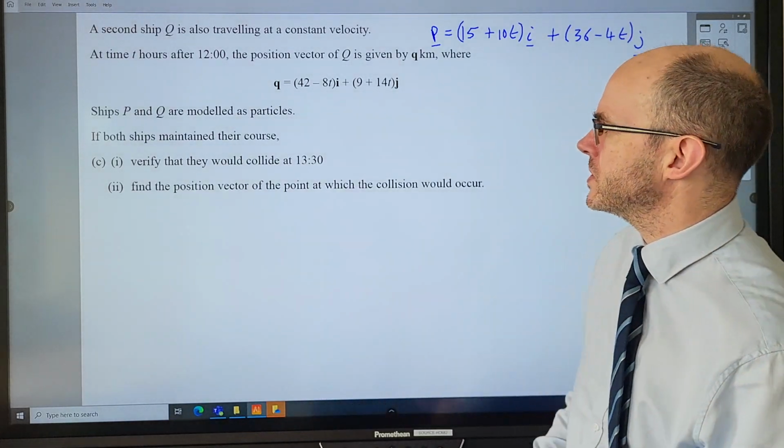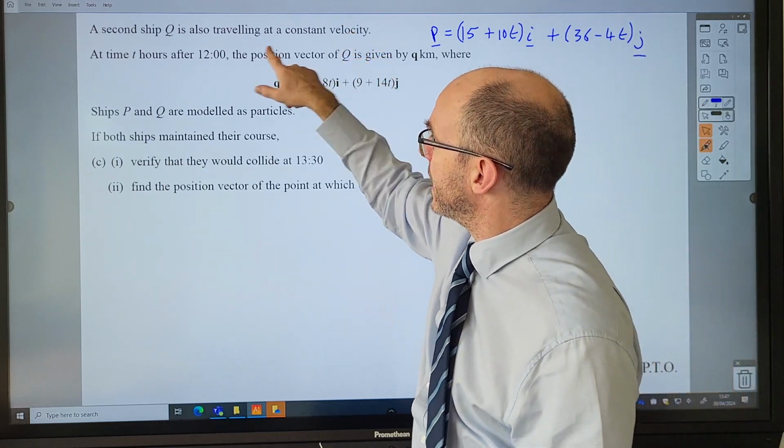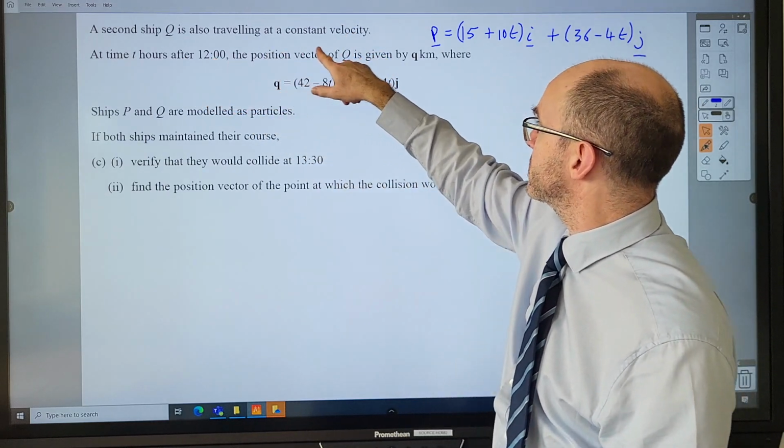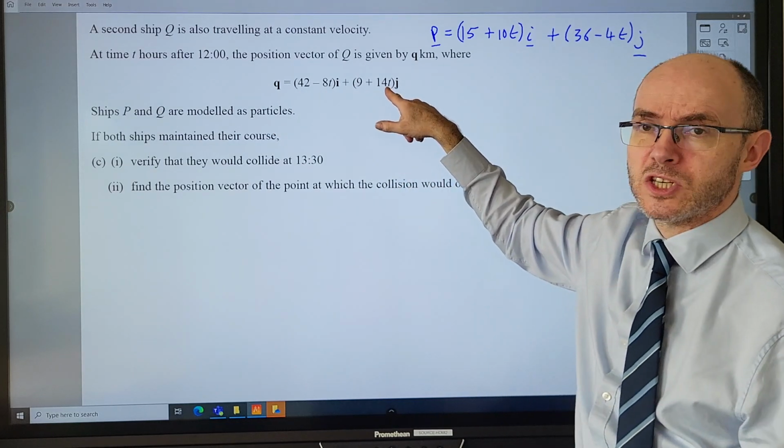Okay, so the next part of the question. A second ship Q is also travelling at constant velocity. At time t hours after 12, the position vector of Q is given by this. Q is 42 minus 8t i plus 9 plus 14t j.